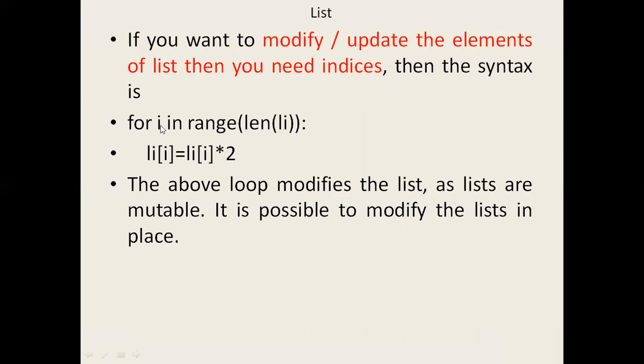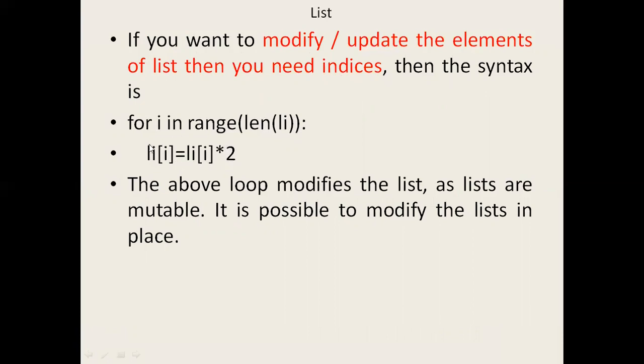Then the syntax is for i in range(len(li)). len is a function which will return the number of elements in the list. When I pass it to the range, it will form a range from 0 to length of li minus 1. So this time I can access the elements using the index. So li[i] = li[i] * 2.